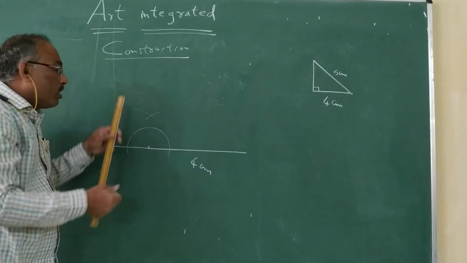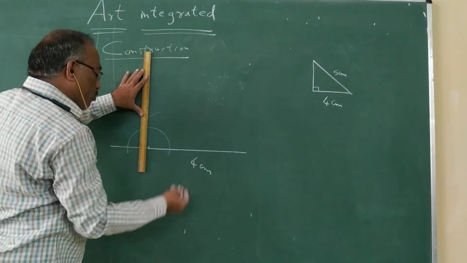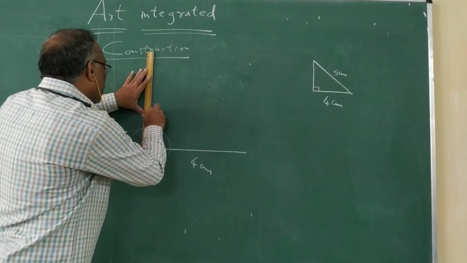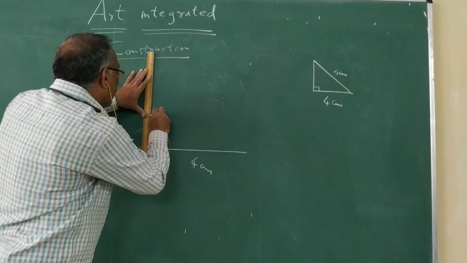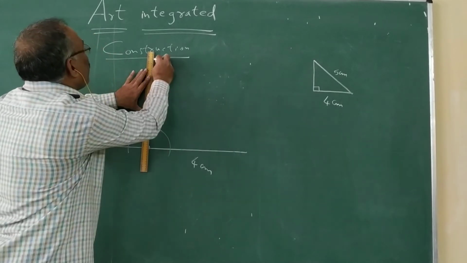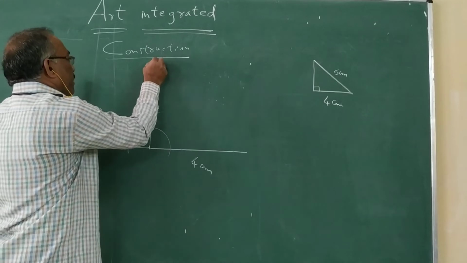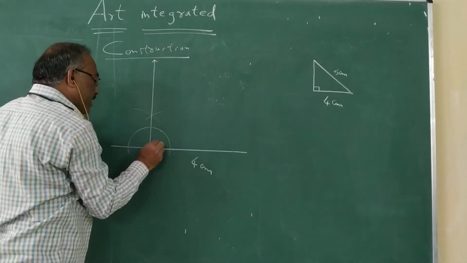Draw a ray now. With the help of the point and the intersection point, place the scale and place the pencil and level it. Okay? Now draw the ray. Now what is the angle? Right angle. This angle is a right angle, 90 degrees.